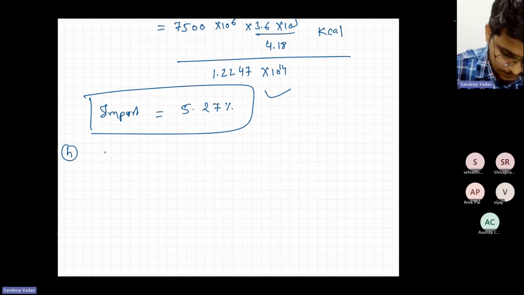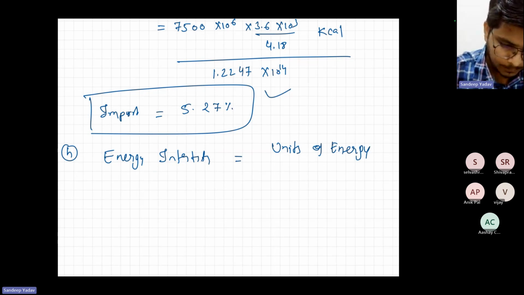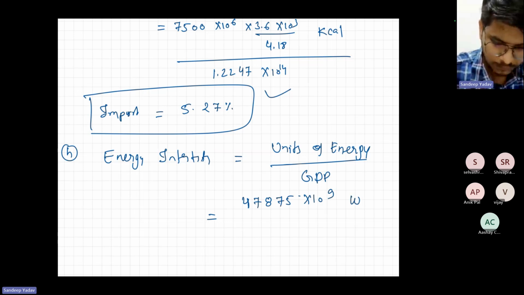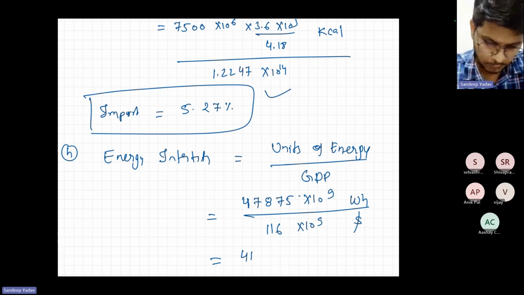Now H, that is I think the energy intensity. So energy intensity we have just calculated in the short questions. How is it calculated? Energy intensity will be units of energy divided by GDP. GDP is given, units of energy we have calculated, 47875 into 10 raised to power 9 watt hour, and 116 into 10 raised to power 9 dollars. So these will come out to 412.72 watt hour per dollar. That is the energy intensity.